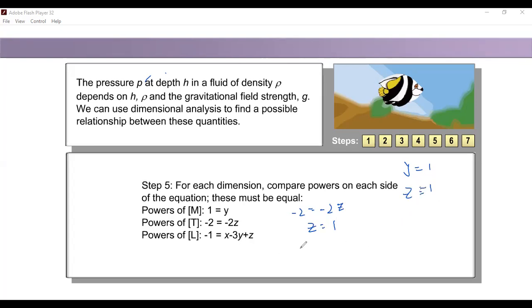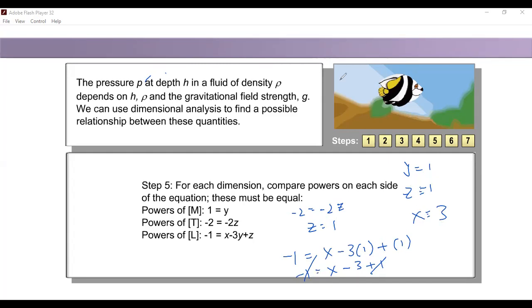How about this? Negative 1 is equal to x minus 3, y is 1, plus z is 1. So this means x minus 3 plus 1 equals negative 1. Once we solve it, we get that x is equal to how much? x is equal to 3. Okay, x is equal to 3.